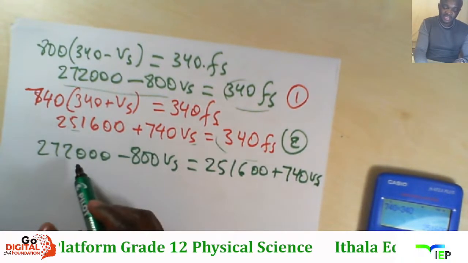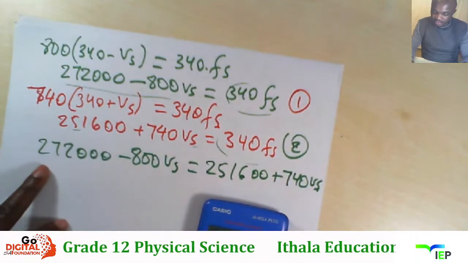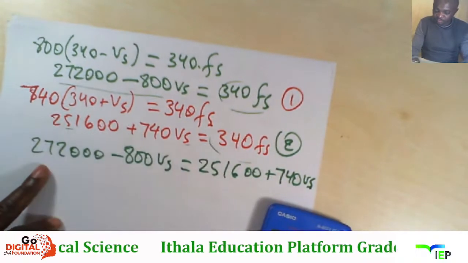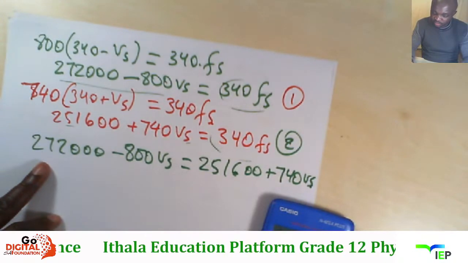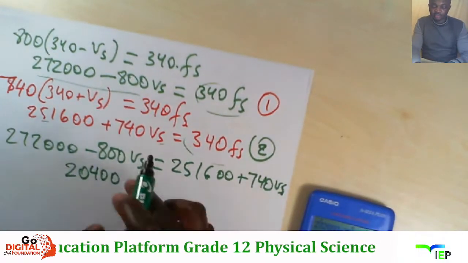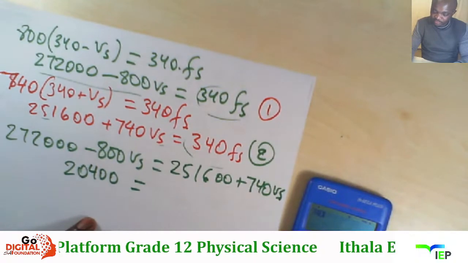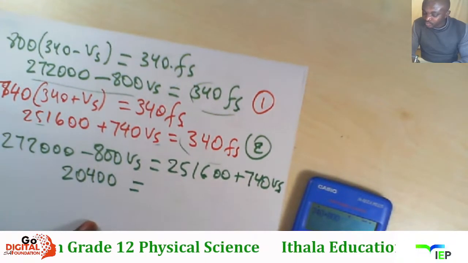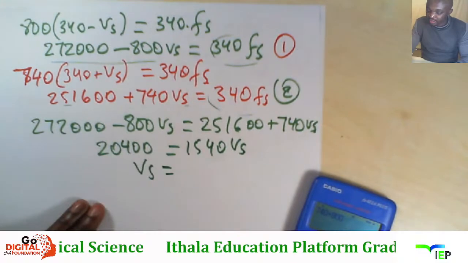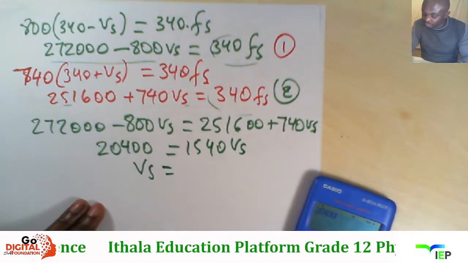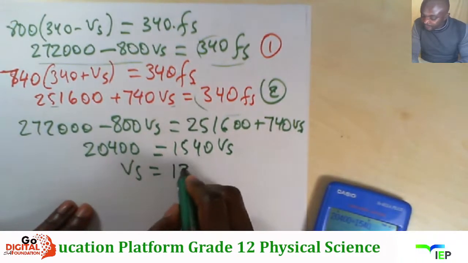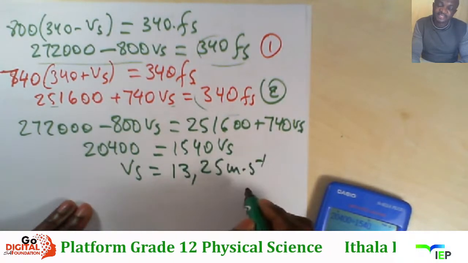I bring this one over here and that one over there. So when I do that, I take 272000 minus 251600, when I transpose this one, which gives 20400, equal to 740 plus 800, so 1540 Vs. Using the calculator to calculate Vs, I get 20400 divided by 1540, and I come back with a speed of 13.25 meters per second.